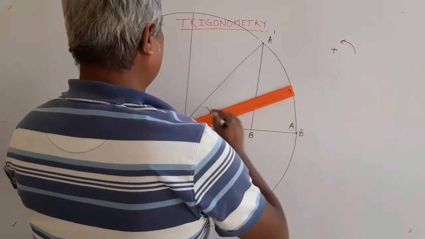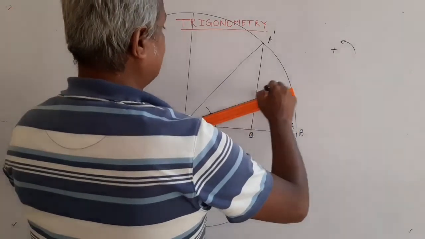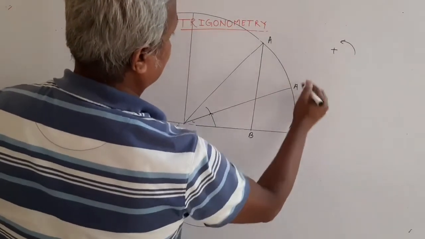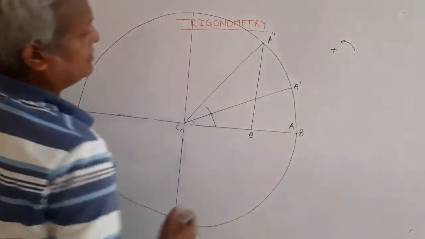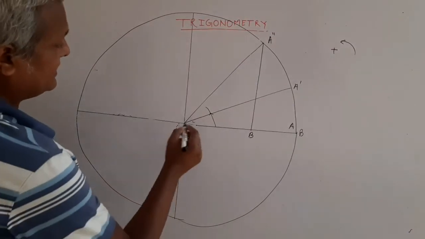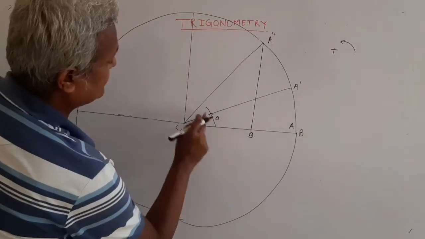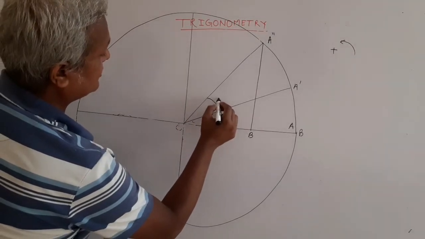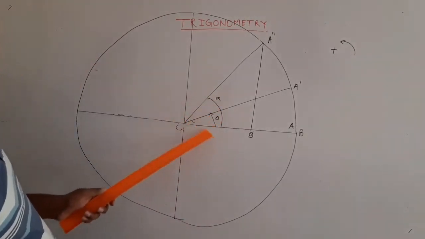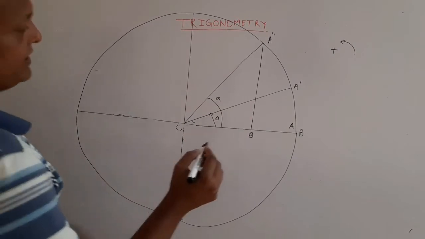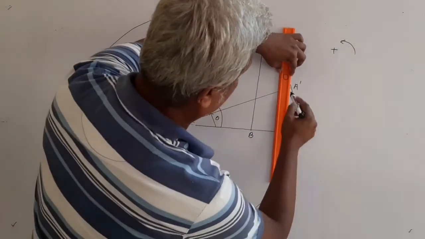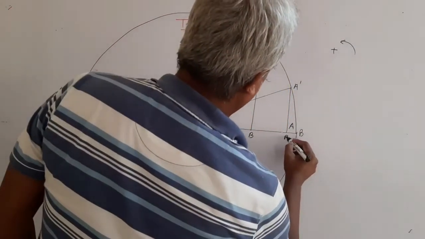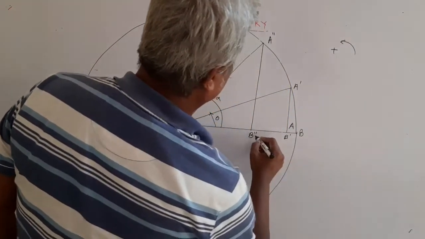When A moves here, and then the angle becomes, this is A dash, this is A double dash. Then here this angle is theta, and this angle is, you can say, alpha. That is, alpha is bigger than theta. Now the foot of the perpendicular from here is B dash, and this is B double dash.